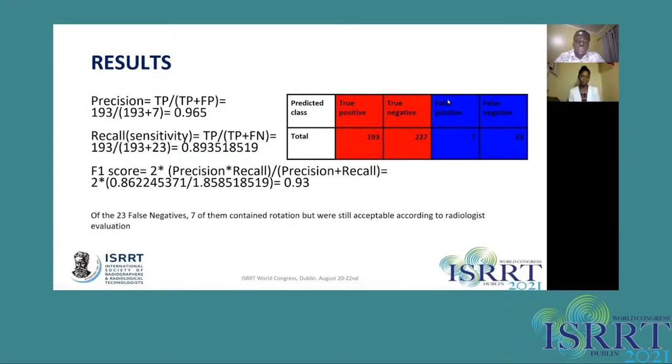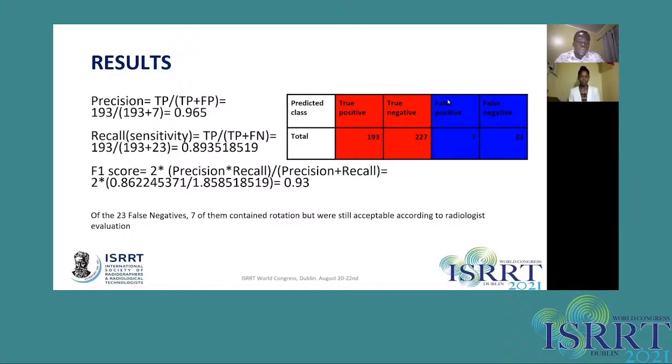It was also found that of the 23 false negatives present in our results, there is a trend in 7 of them containing rotation, which according to radiologist evaluation was still acceptable.